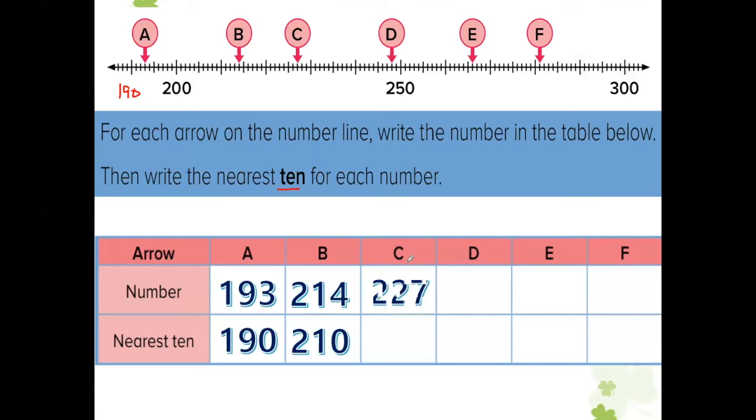Okay, good job, it is 227. So the number that's beside 2 is 7. So it becomes 230. How about letter D?